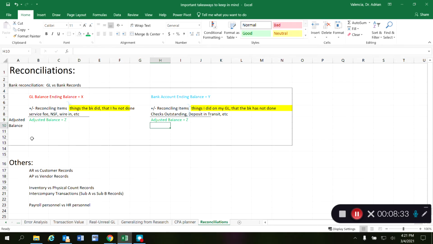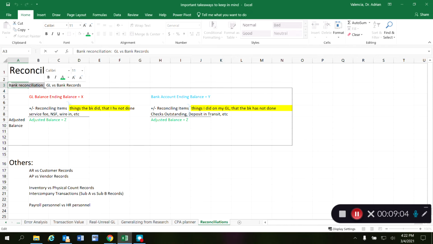So in other words, here's your GL balance in red. Here's the bank balance in blue. They eventually should give you this Z green amount. But the way I remember this is as simple as this highlighted field right here: things I did on one side that the other side has not done, and again, things that were done on the other side that I haven't done. Now, this is the bank reconciliation, and it's very common for us to see that. But really, the whole topic of reconciliations is just broad in nature.